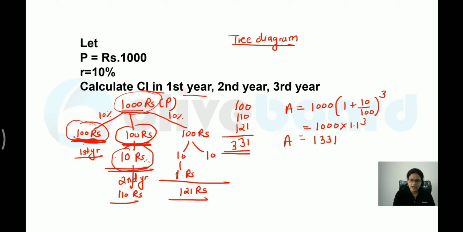Now this is the amount value. So how much would be the compound interest? I have to simply subtract the principal from this. That is 1000 rupees. So again you are getting 331 rupees over here. Are you guys getting it?